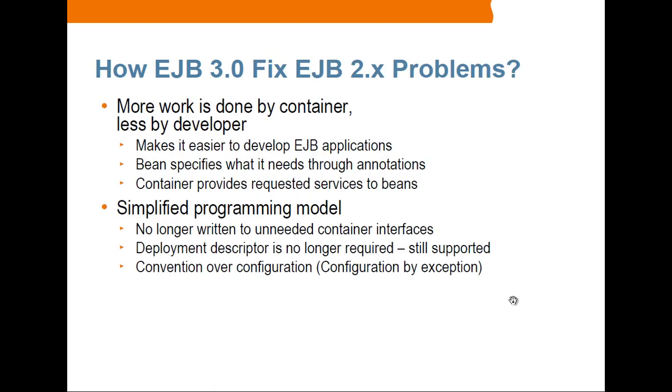All right, so the idea of 3.0 in order to fix EJB 2.x is something like this. More work should be done by the container, less by developer. So it makes it easier for developers to write EJB applications. And instead of you writing a lot of things, you just specify what needs to be done through annotations, and then containers should provide all the required services to the beans. It also should provide a simplified programming model. So it's a lot more simplified to build EJB.